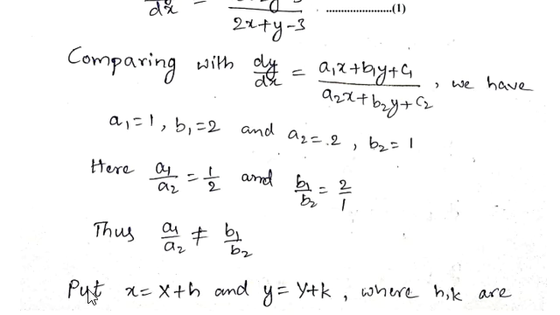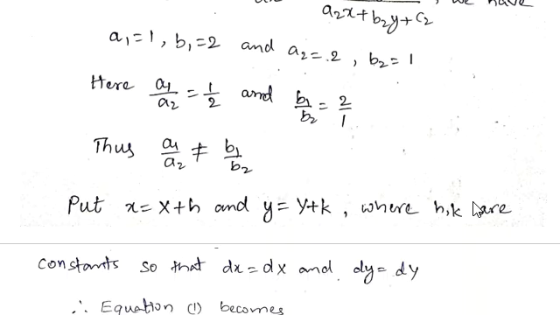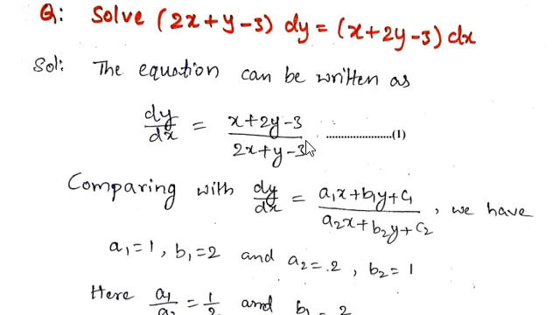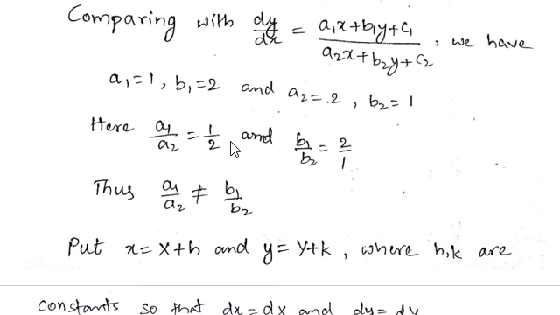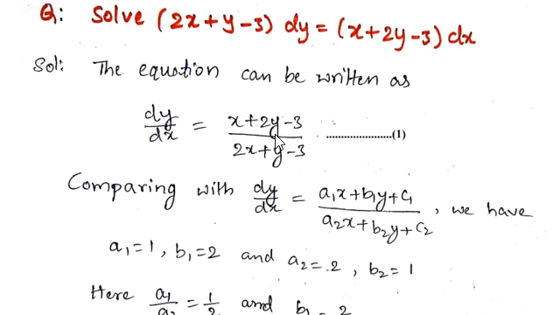Here we have to put small x equals capital X plus h, and small y equals capital Y plus k, where h and k are constants such that small dx equals capital dX, and small dy equals capital dY. So if you take it like that, equation 1 becomes: in the place of small x we write capital X plus h, and in the place of small y we write capital Y plus k.